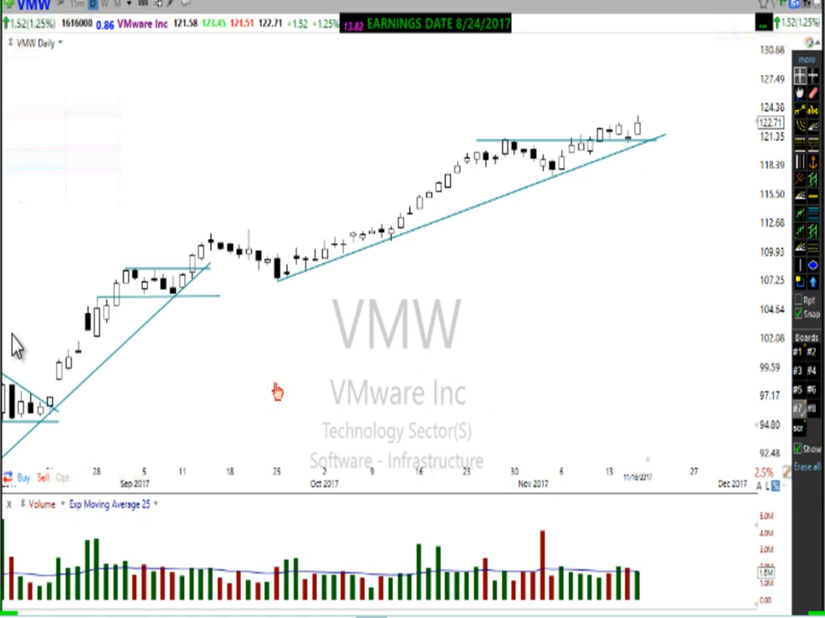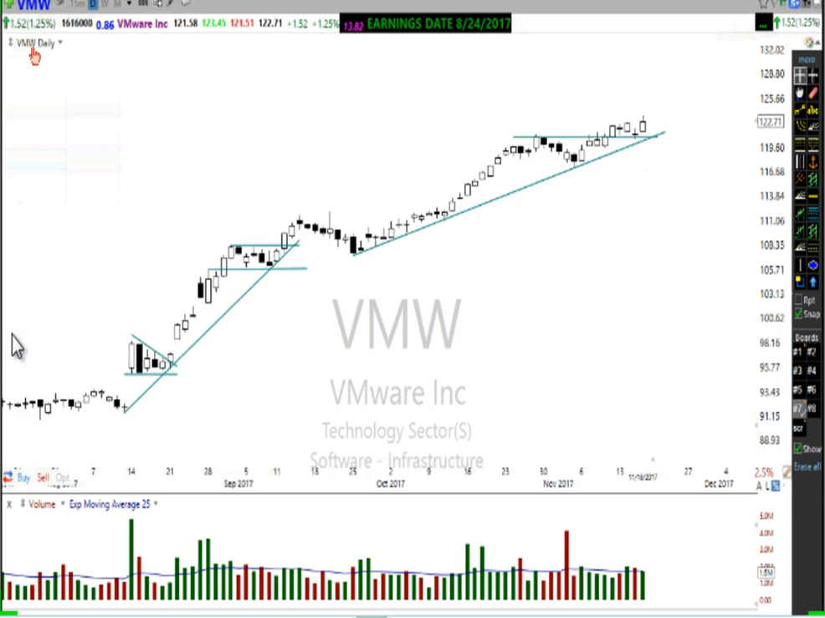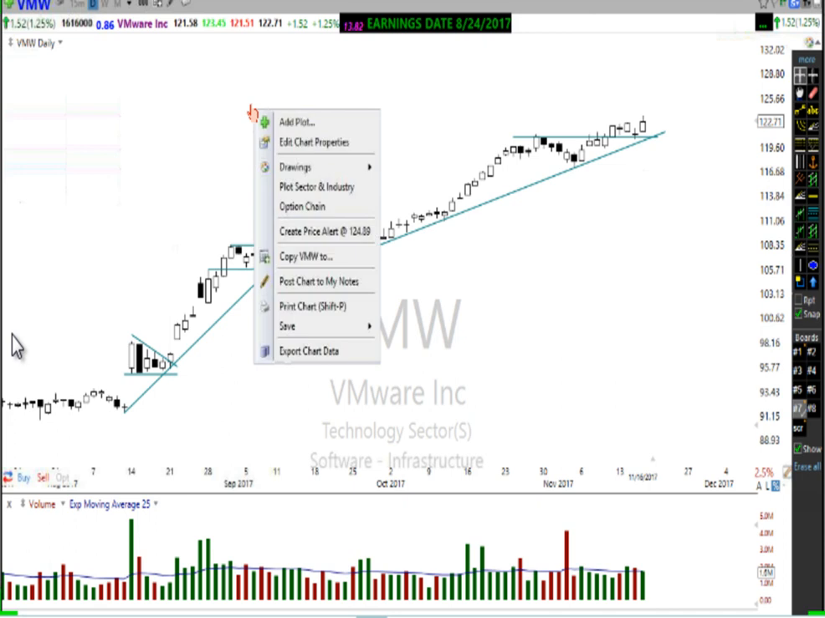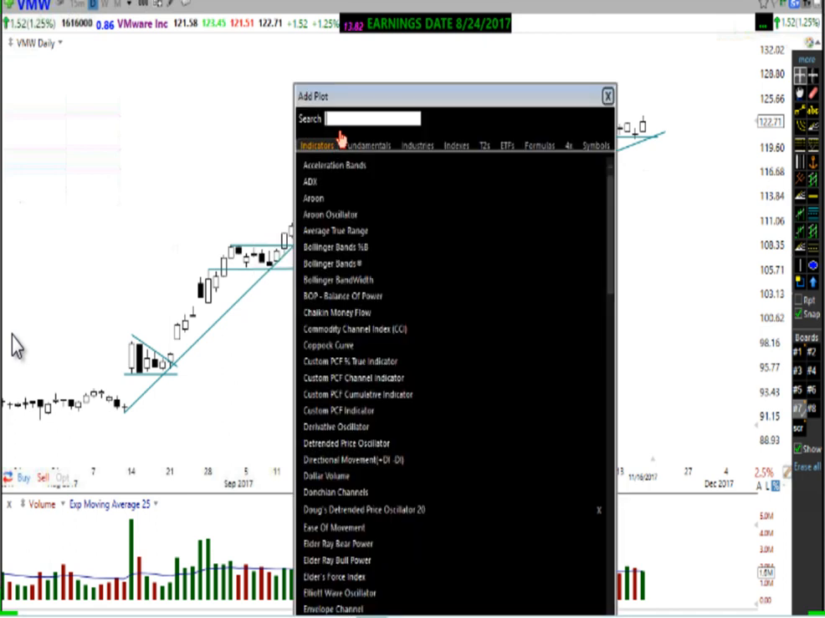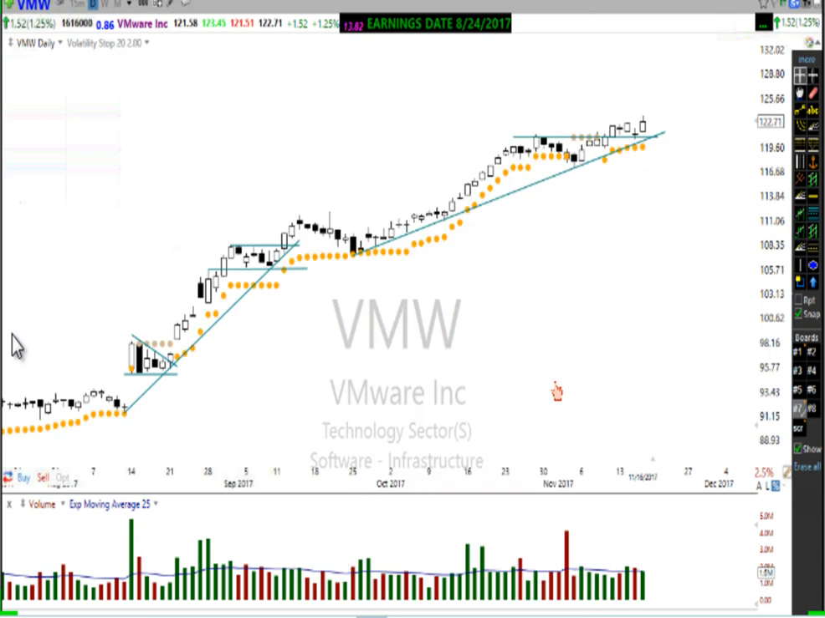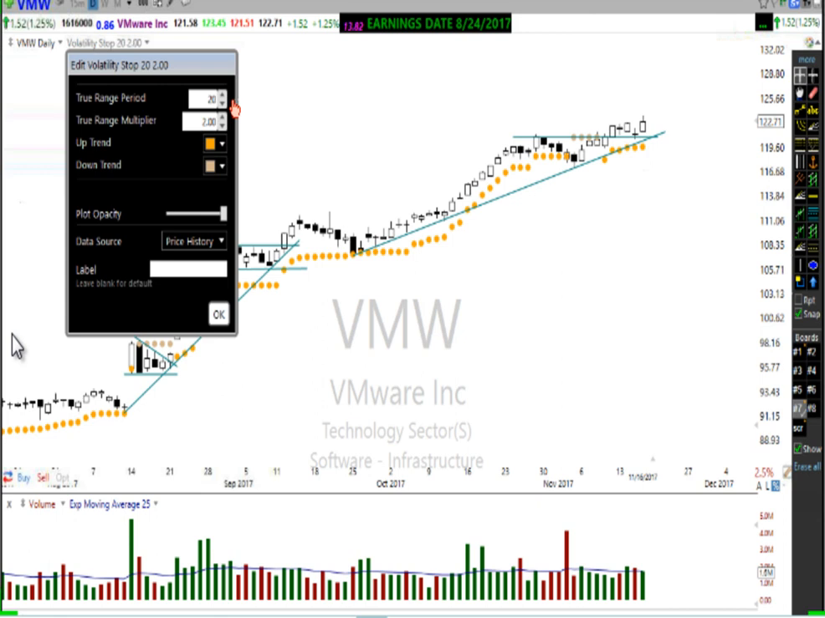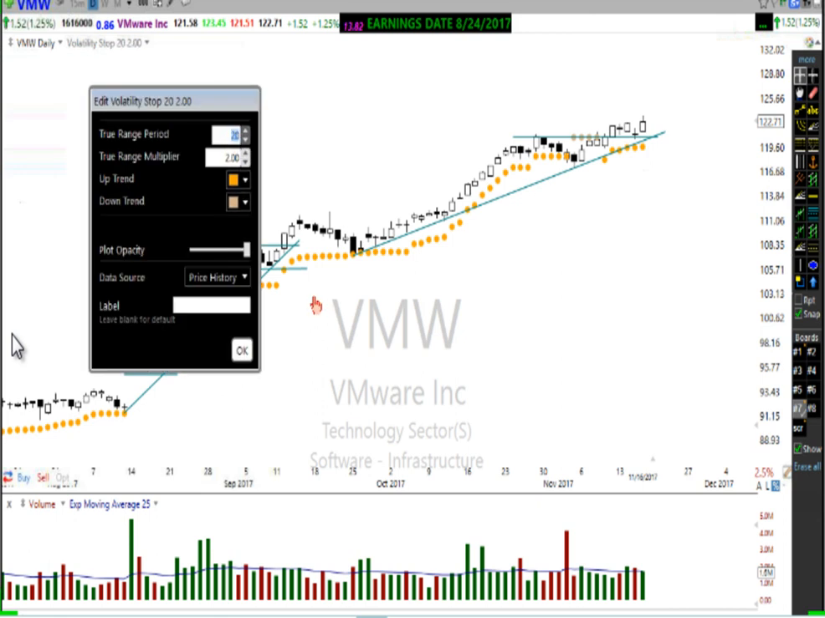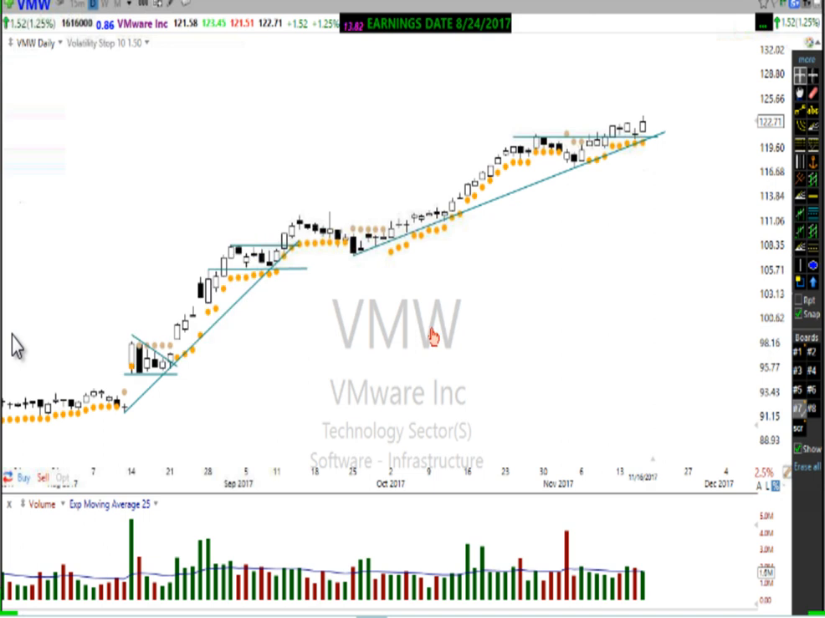Now, I just had a PM to show people how to add volatility stop to the charts. So on this chart, you can see volatility stop is not here. I don't have it on this chart. So all I have to do is right click on the chart and just say add a plot. Comes over to my list of things that are here, and I just start typing volatility. Right there it is, volatility stop indicator. Click on it, add it to my chart, and then I edit this to say 10 days, 1.5. Okay, and there's my volatility stop.